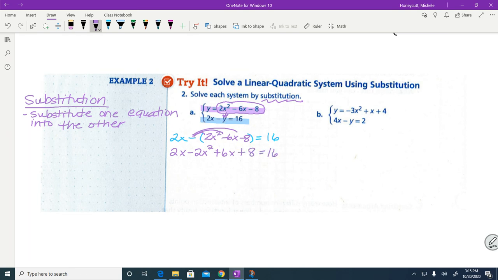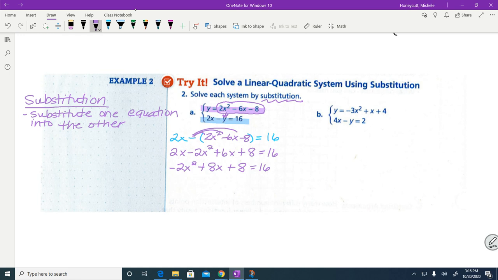And then when we combine like terms and put it all in standard form, or at least gather all the terms on the left in standard form, I have negative 2x squared, 2x plus 6x is plus 8x, plus 8 equals 16. And then I have an option on how I want to solve.